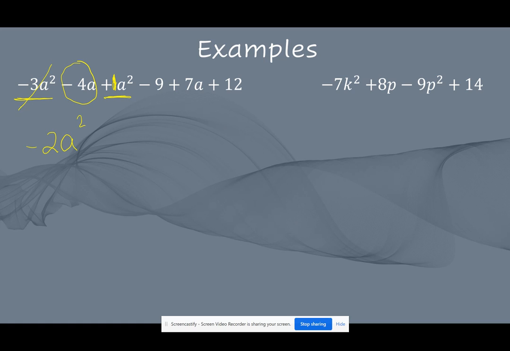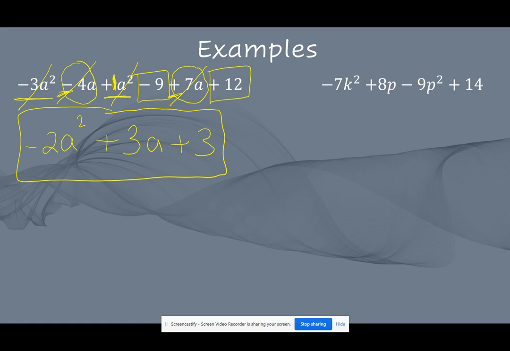Next I'm going to circle, so those are done with. Negative 4a, so I'm going to go through and look for any terms that have an a, and I see one right here. You need to always include the sign that's in front of it too. So we have negative 4a plus 7a gives us positive 3a, and now those are done. And then we have negative 9 plus 12 gives us plus 3. So this would be our final answer.